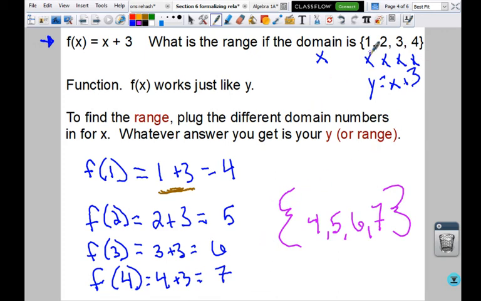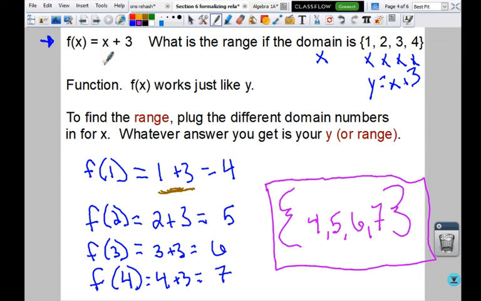I plugged in numbers for my x's, for my domain. And out of that, I got my range, which are these. This is my final answer right here. And this is all we're working on, so we're going to practice it a little bit more, and then you guys can do one, and that'll be it. Everybody got this down? So we're going on.